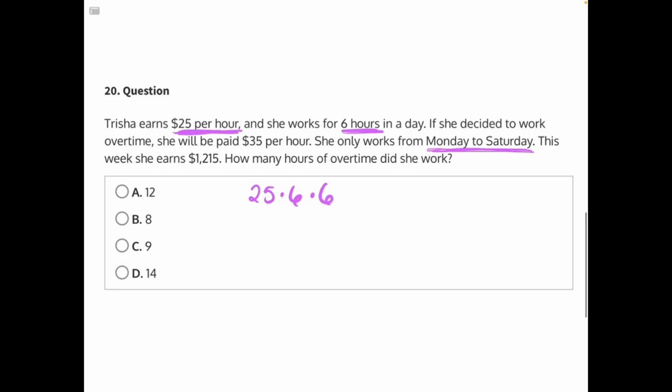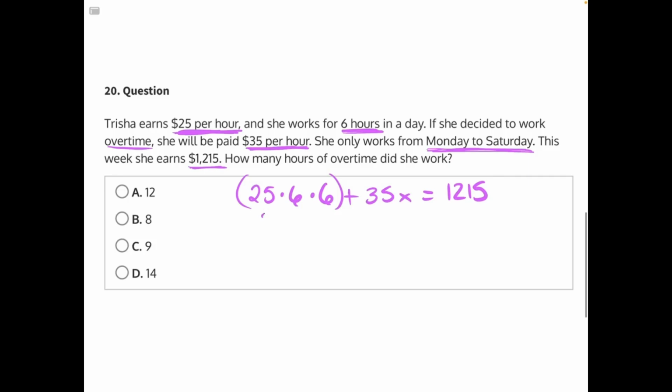If we add that to her overtime, which would be paid $35 an hour, we don't know how many hours she worked overtime, so we'll make that our variable x. And that is equal to the total amount of money that she was paid, which was $1,215. Now that we have an equation, we can begin to solve. Let's start by simplifying this multiplication group right here.